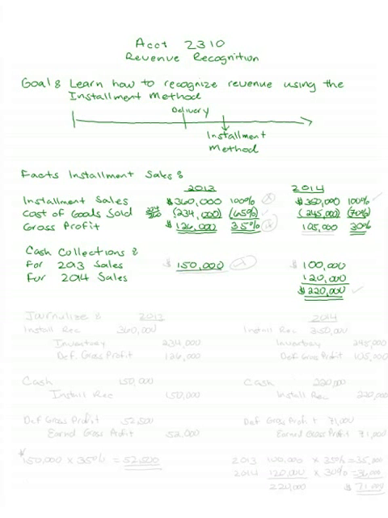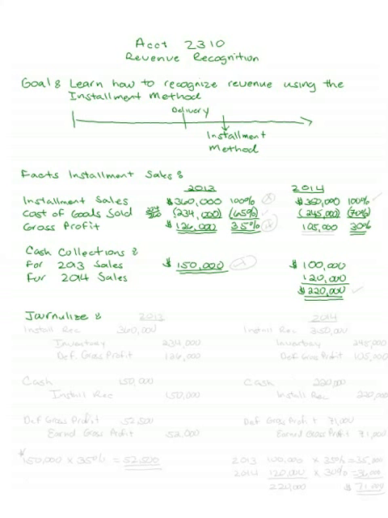In 2013, they totaled $150,000. I'm going to use these facts for both the installment method demonstration on this pencast and the cost recovery method on the next pencast. First thing I want to do is journalize transactions. So let's first journalize transactions using the installment method.